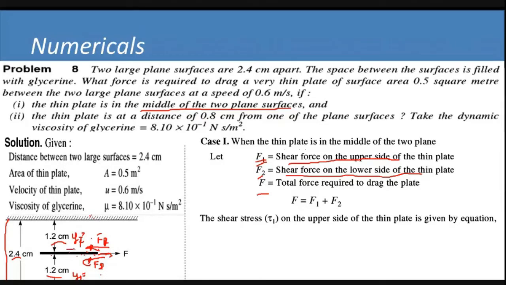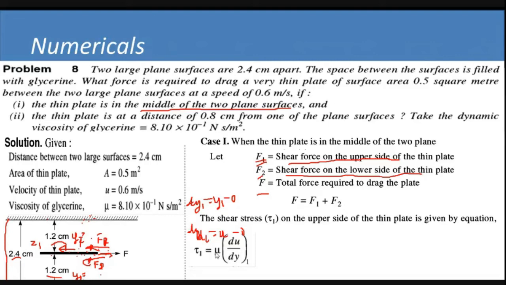Let the shear stress on the upper side be tau1. We will apply Newton's law of viscosity in the fluid between the top plate and the thin plate. In this case dy1 is nothing but y1 minus 0, so it is 1.2 centimeter. Similarly du1 is nothing but u minus 0, so 0.6 minus 0, that is 0.6 meter per second. We will apply this in our Newton's law of viscosity.